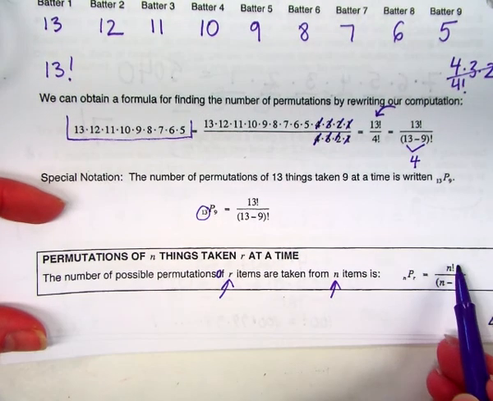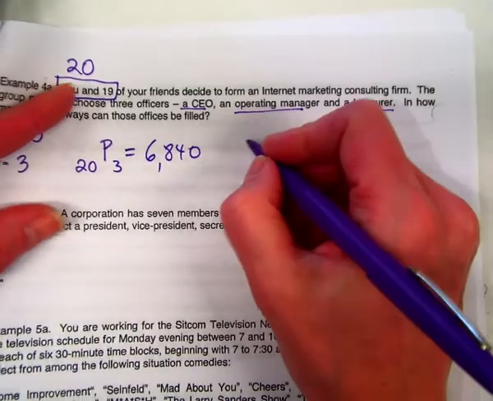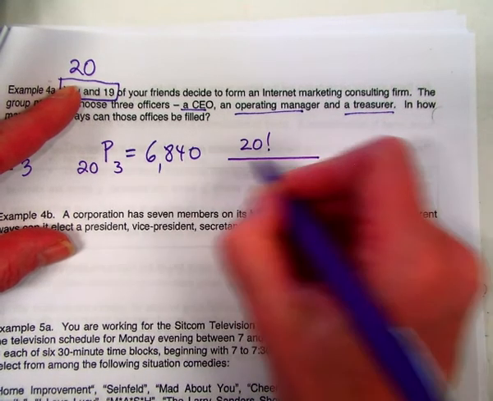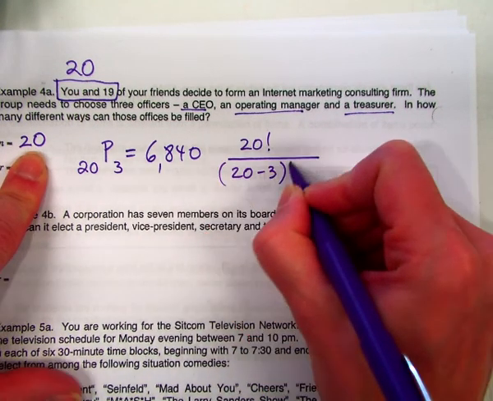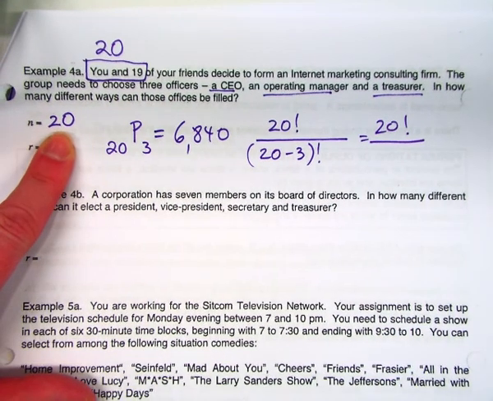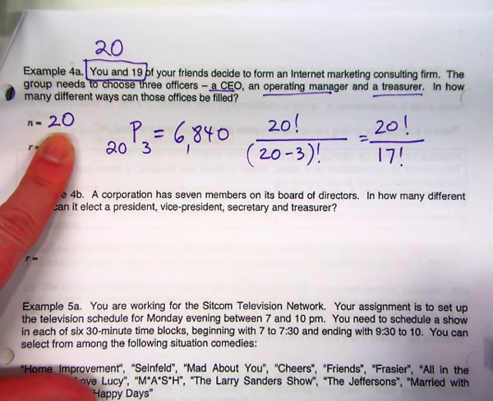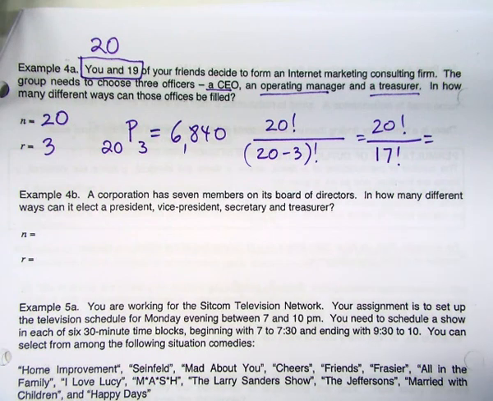What's the formula? n factorial over n minus r factorial. So you would do 20 factorial over 20 minus 3 factorial. So it's 20 factorial on the top. What is it on the bottom? 17 factorial. What ends up really canceling now that you've seen factorials for a little bit? Which ones are going to cancel out, or which numbers are going to be left over?